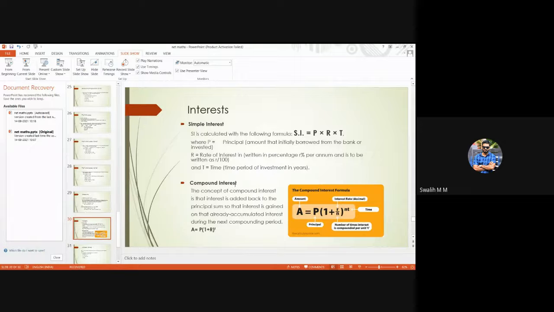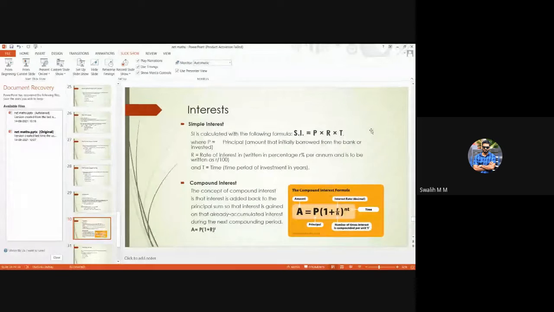Then compound interest means that here the rate is applied on the first principal amount for the first year. But in compound interest, that interest is added back, and the next year the rate applies on the total value of principal plus interest. The concept of compound interest is that the interest is added back to the principal sum, so that interest is gained on already accumulated interest. There would be interest on interest every year.